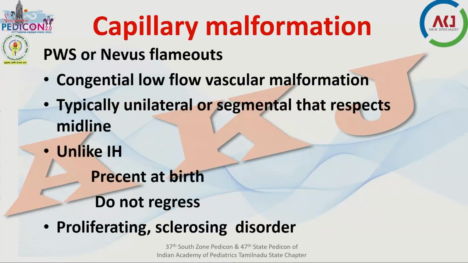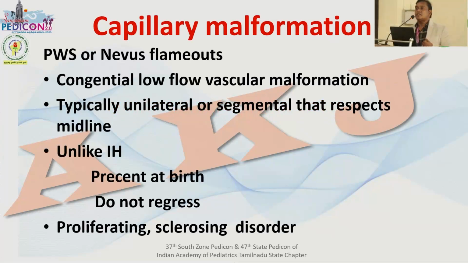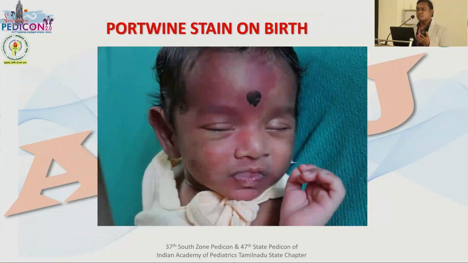Now let's move on to another spectrum of vascular issues, what we call capillary malformation. It is a lot different from hemangioma. With hemangioma, you can argue in favor of propranolol, or in favor of a systemic steroid, or in favor of intralesional steroid, or laser. When it comes to capillary malformation, drugs have got no role to play. This is the lesion which you see on the day of birth. This is how a capillary malformation, what we call a port wine stain, looks like.